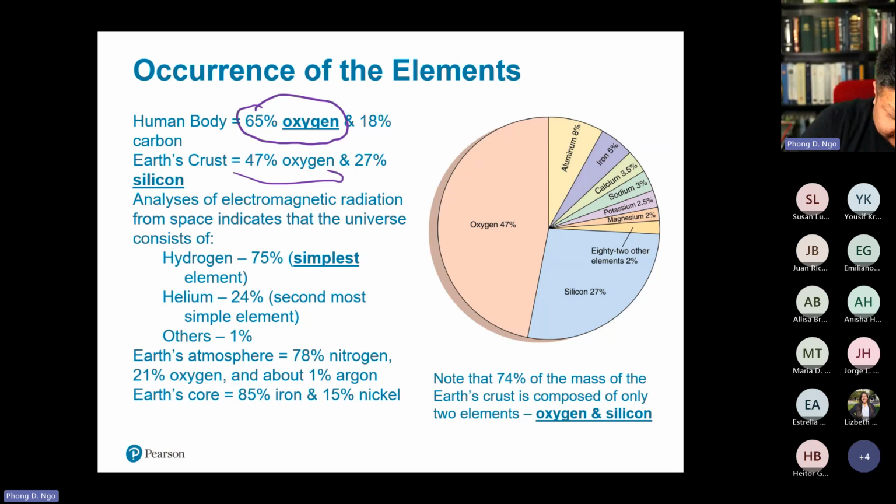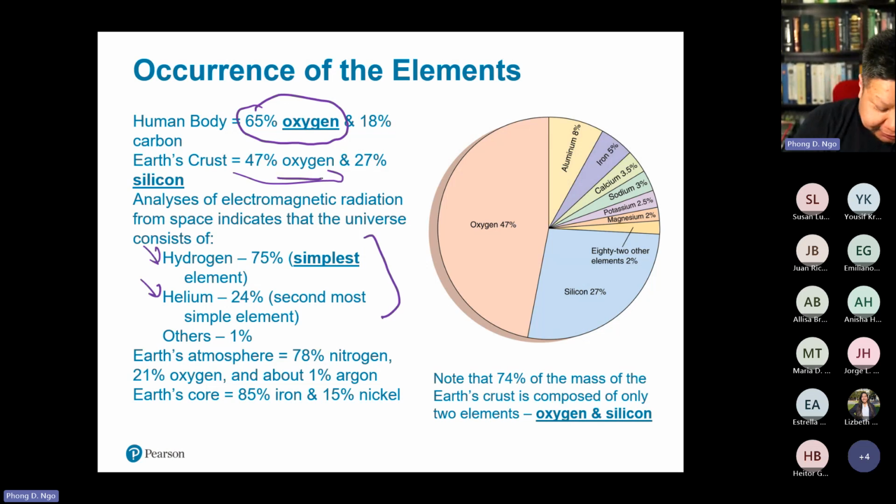Interestingly enough, hydrogen is actually the most common element, right? 75%, which makes sense because hydrogen is a very simple element, and so it has the most abundance in the universe. Helium too, because it's the second easiest, right? It's only two protons. So these two, hydrogen and helium, are the most abundant in the universe, right?